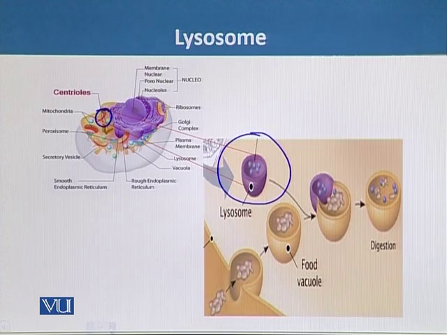These lysosomes contain over 40 different powerful enzymes that enable the cell to digest and destroy large molecules. Lysosomes also help white blood cells to destroy foreign substances such as bacteria and viruses that invade the body. Lysosomes also recycle older or damaged organelles.